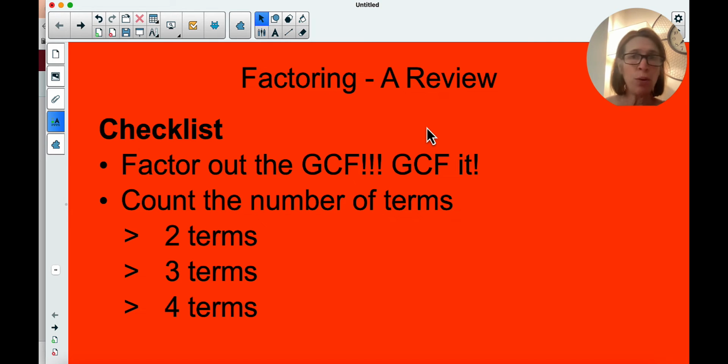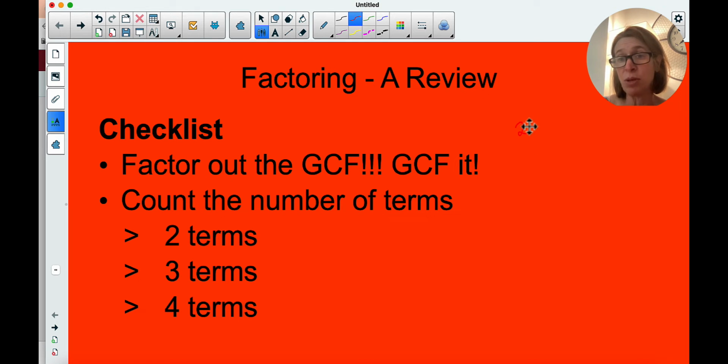So the first thing I always do is I look to see if there's a GCF, and I factor out the GCF. In my class, we might say GCF it. Everyone laughs when I say that, but you really want to do that always first when you're looking at a polynomial that asks you to simplify. A GCF could be a number like 2, so maybe something like 2x squared plus 6. So it could just be 2.